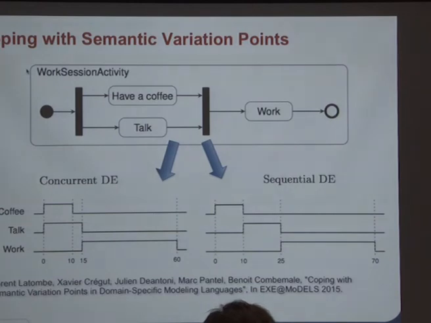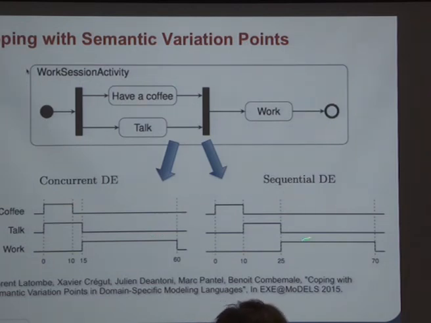And of course, now we have an explicit and modular definition of the concurrency model. We can change one by another. So for example, here for the very same model conforming to an activity diagram, we can have one concurrency model that supports parallelism. So here we can see that we can have a coffee and talking in parallel, and then when both are done, we can start to work.